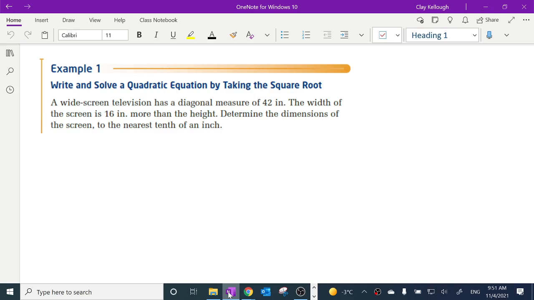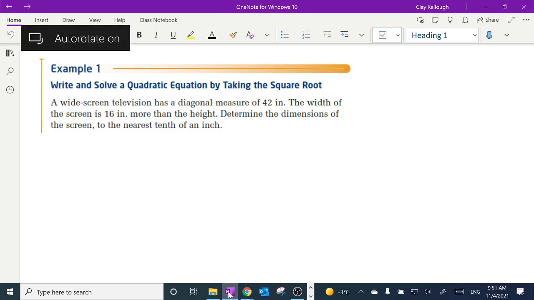And we're going to solve these quadratics by going back to our chapter 3 toolbox. We're going to use complete the square. Okay, so a widescreen television has a diagonal measure of 42 inches, and a width of 16 more than the height. So let's see what's going on here. Determine the dimensions of the screen.